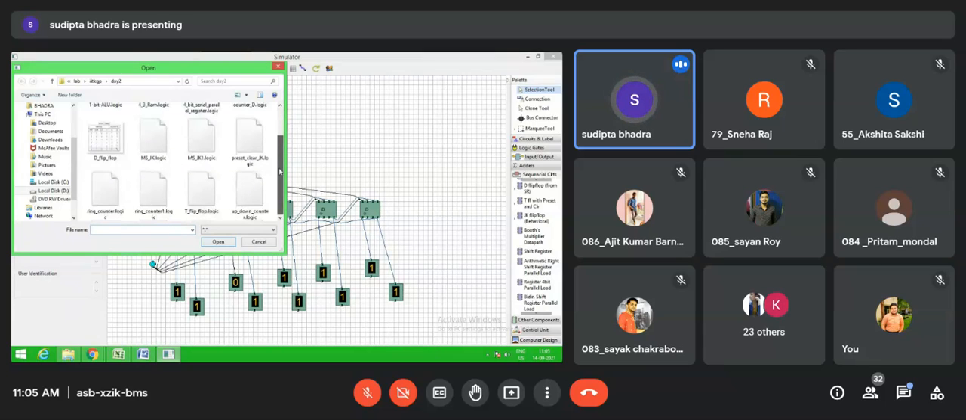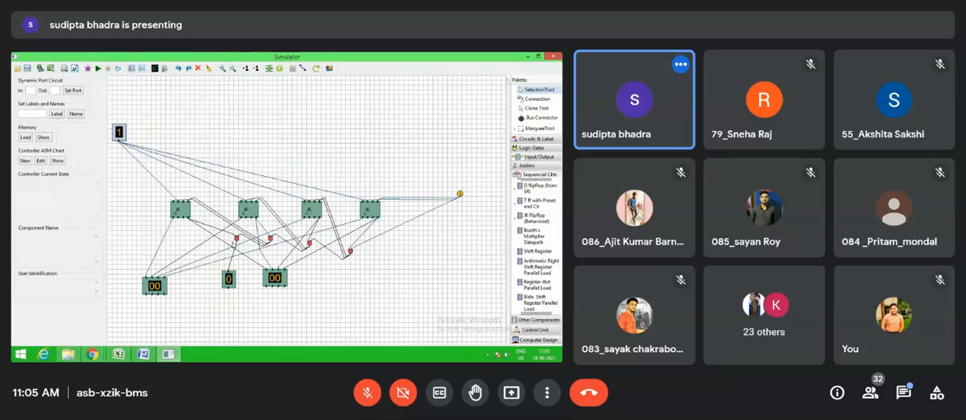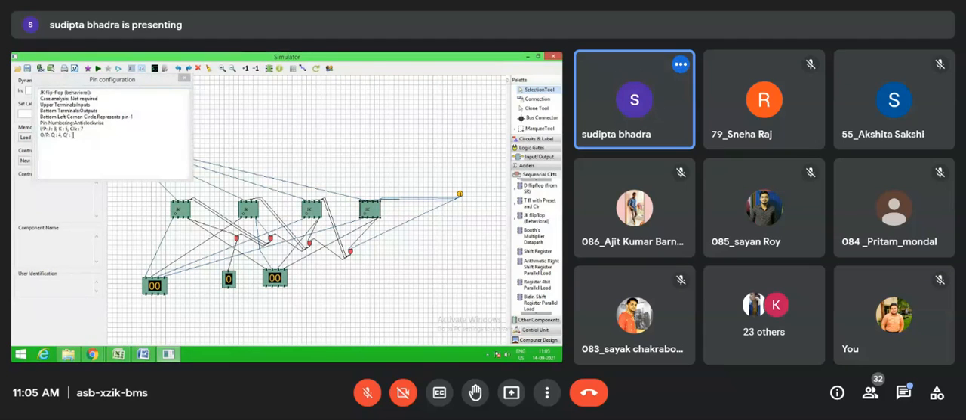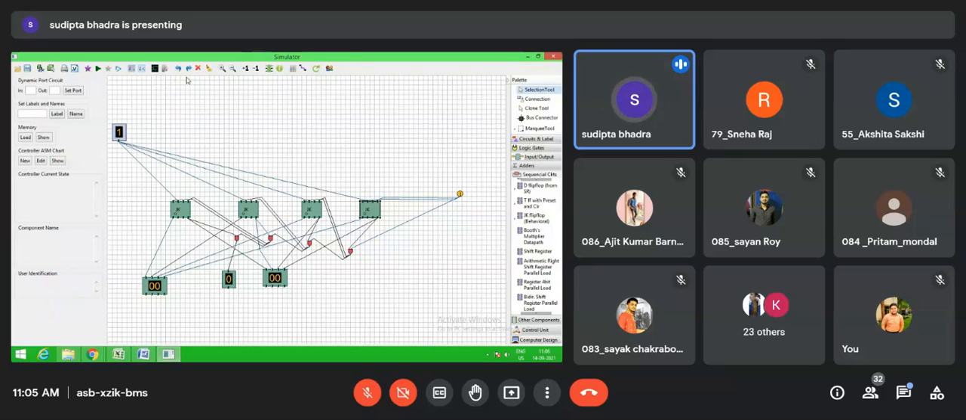Okay, and here another kind of counter we have done, that is the up down counter. So here in this JK flip-flop chip, you can see that Q is at 4 and Q bar is at 1. So up down counter means if I start the clock, you can see that Q is showing the down counter, means the value is decreasing. 4 bit means value will be decreasing from 15 to 0, then again 15 to 0.